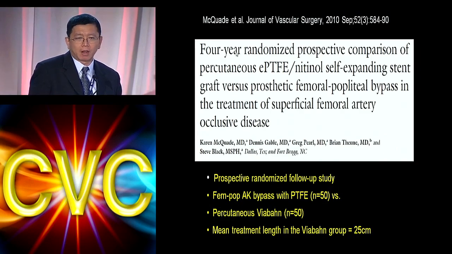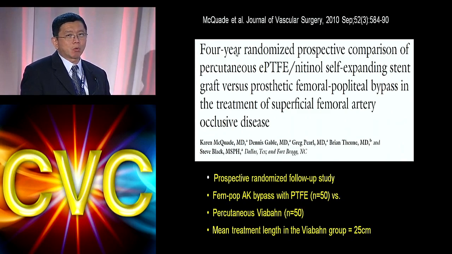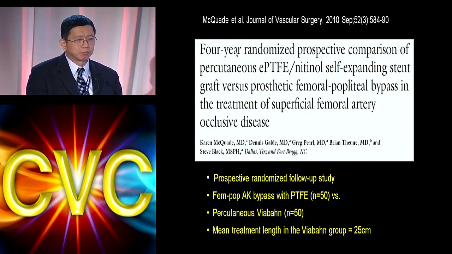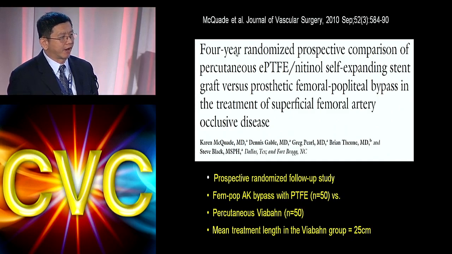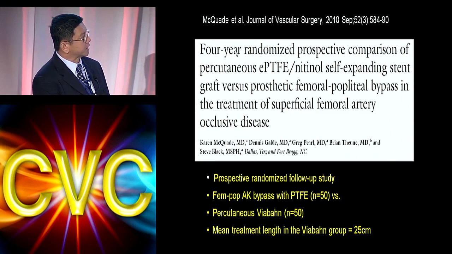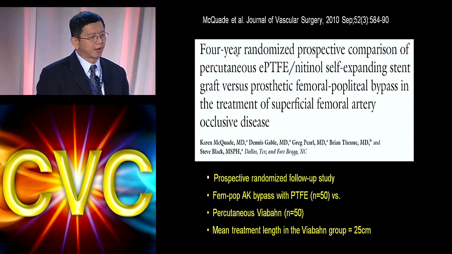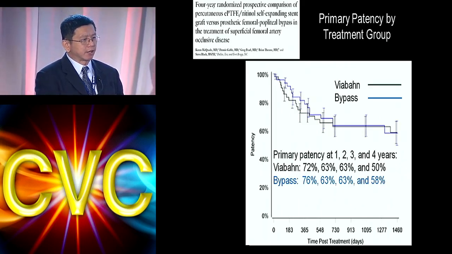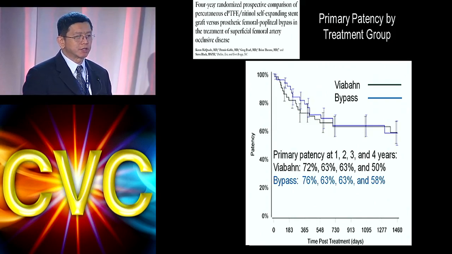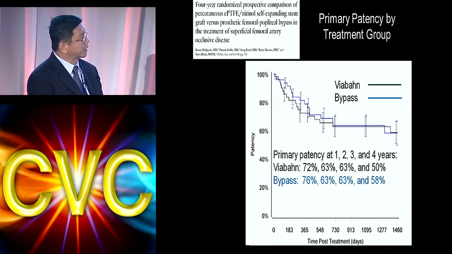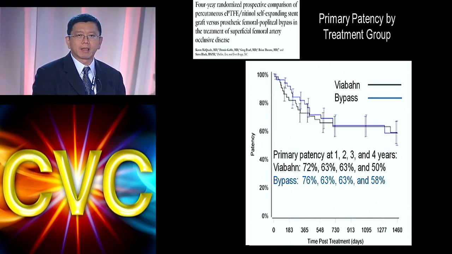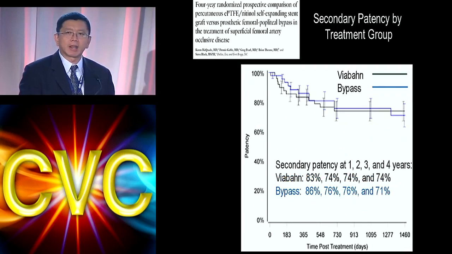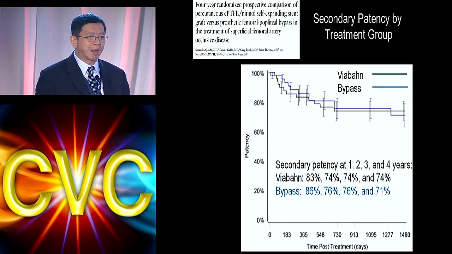More recently, they also followed up with full data comparing the same cohort, again with a prospective randomized comparison between the fem-pop bypass and the Viabahn stent graft. There are 50 patients in each arm. Again, 50 patients undergoing PTFE bypass compared to a similar number undergoing Viabahn stent graft, with an average treatment length of 25 centimeters. And in this particular study, with a 4-year outcome, they showed a similar patency rate between the Viabahn group compared to bypass, roughly 50% at 4 years. With secondary patency at 4 years, the two groups, surgical bypass and Viabahn stent placement, also had a similar outcome.